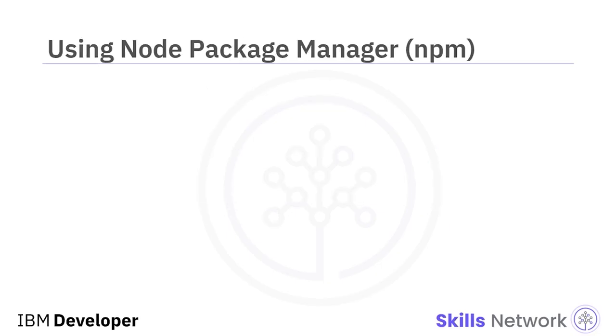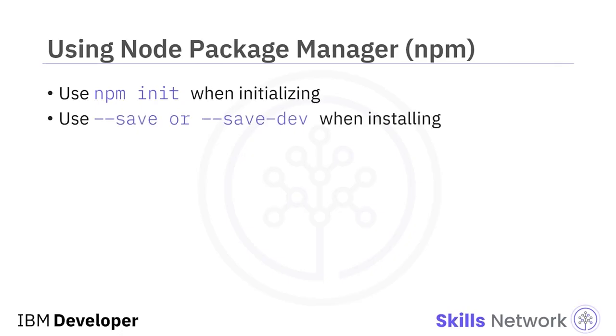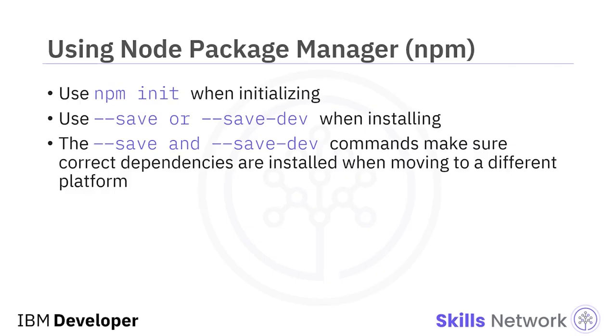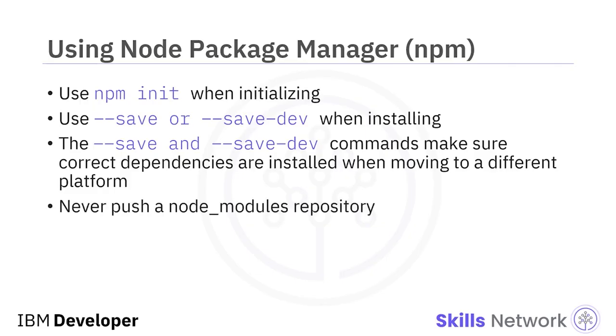There are a number of other helpful tips that are widely followed when building an Express Node.js application. Regarding the use of Node Package Manager, or NPM, use the npm init command when initializing a Node.js project. When using the npm install command to install dependencies, use the --save or the --save-dev attribute. This makes sure that if the application is moved to a different platform, the correct dependencies will be installed with it. Never push a Node modules repository, and always use npm to install.